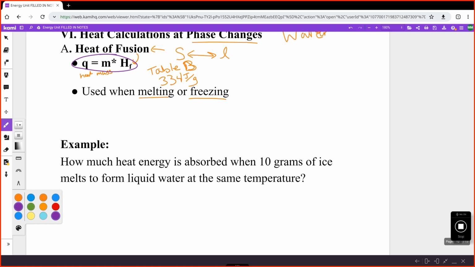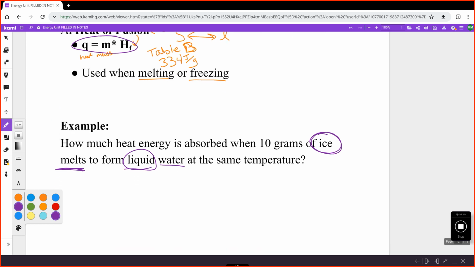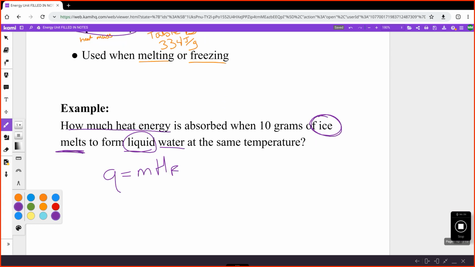So let's take a look. How much heat energy is absorbed when 10 grams of ice melts to form liquid water? We're melting, and when we're melting, the only way we can calculate heat is by using the heat of fusion formula. So this is what we just talked about. Q equals MHF, and we plug and go. We're looking for how much heat energy, so we're looking for Q.